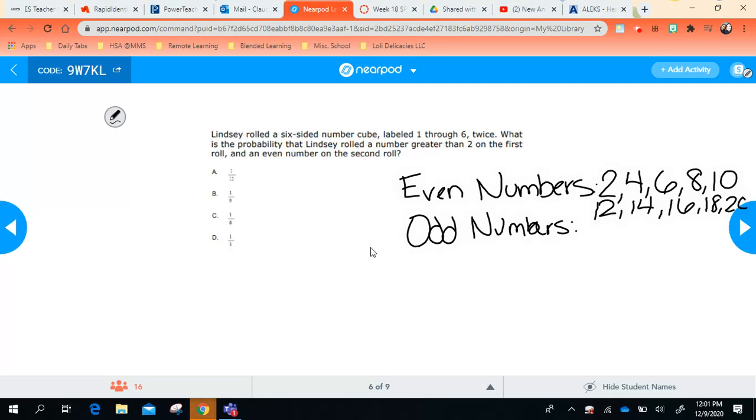And then from there, we're going to do our odd numbers. So if our even numbers are our paired numbers, then that means our odd numbers are numbers that can't be paired. So I have 1, 3, 5, 7, 9, 11, 13, 15, 17, and 19.